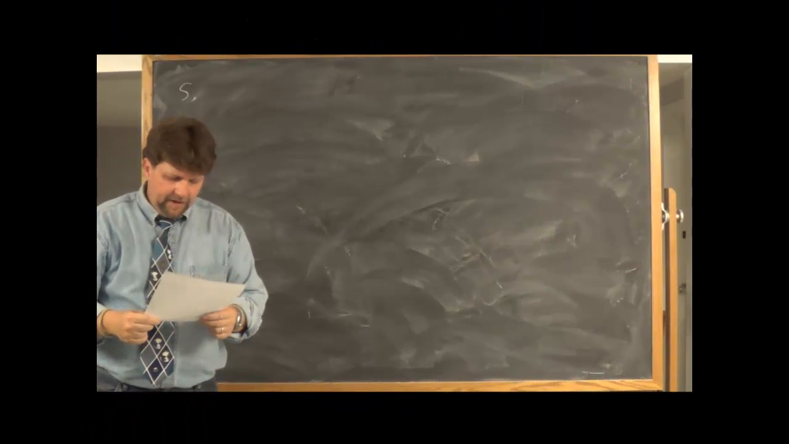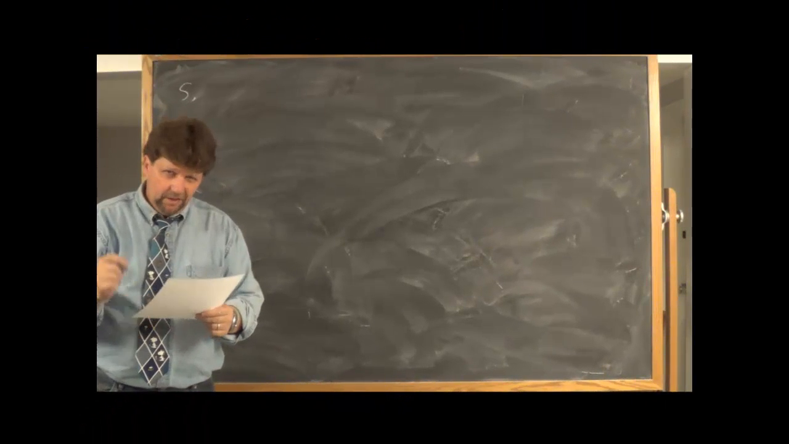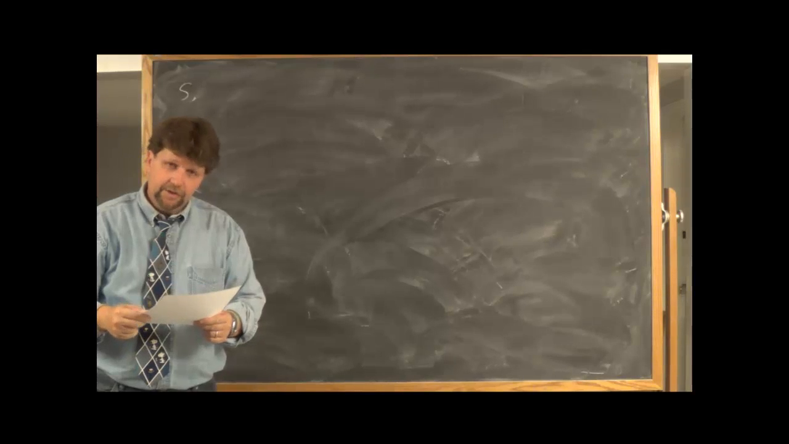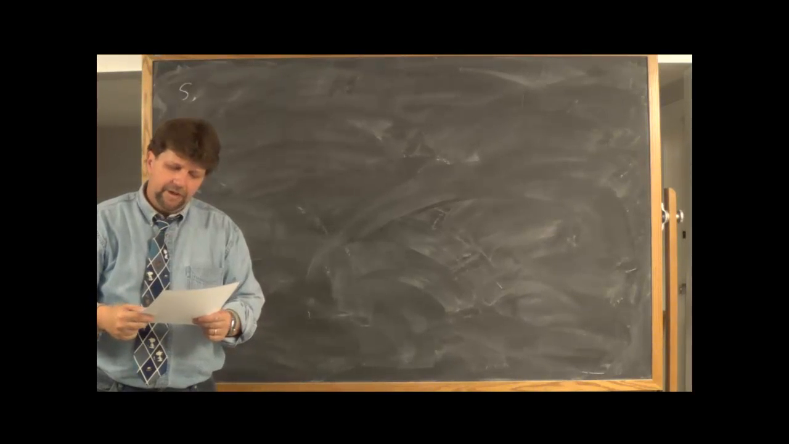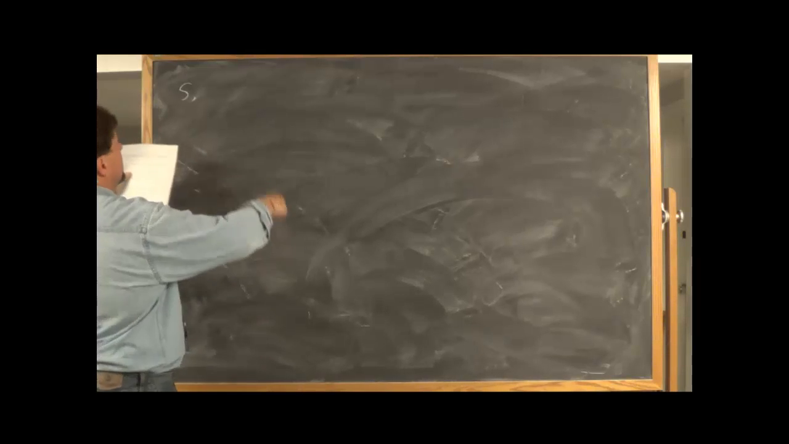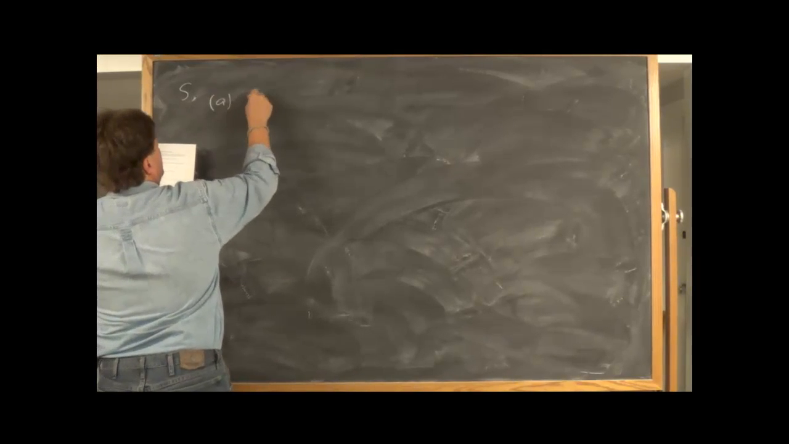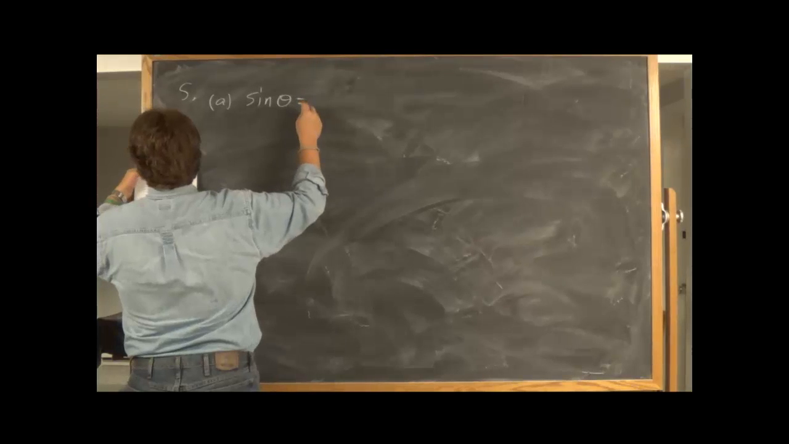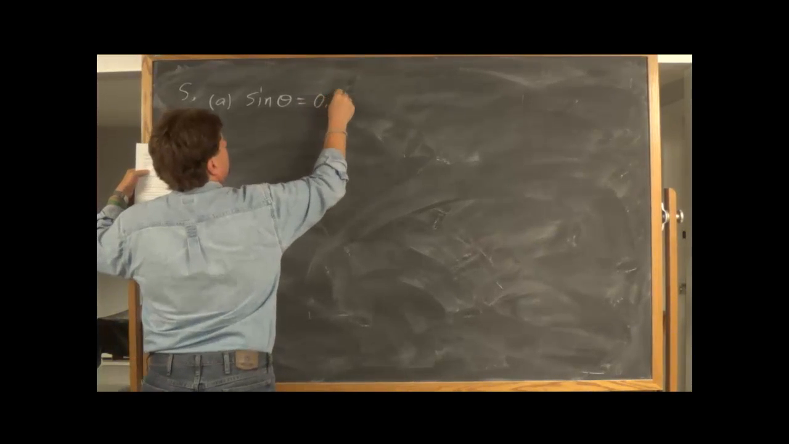Hey folks, here in number 5, you were asked to solve 3 more little equations in the interval 0 to 2 pi. I asked you to round your answer to 4 decimal places. The first one was sine theta is 0.35.